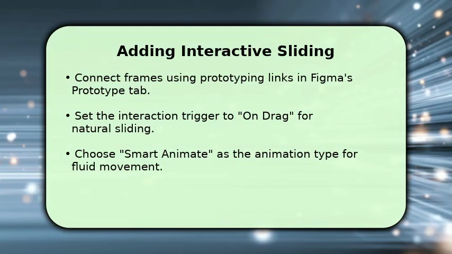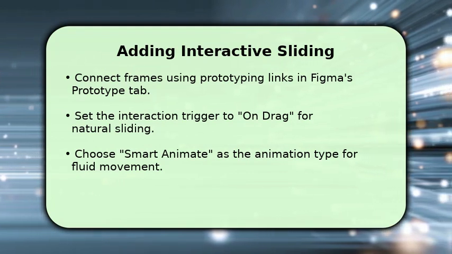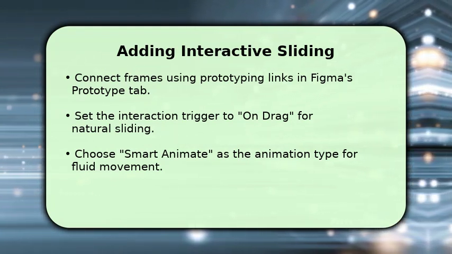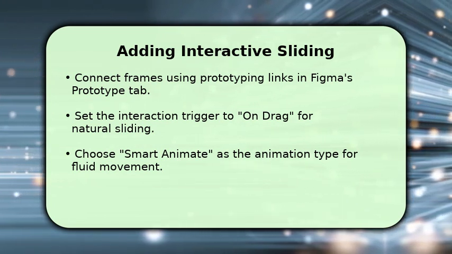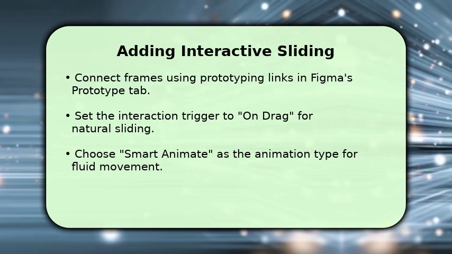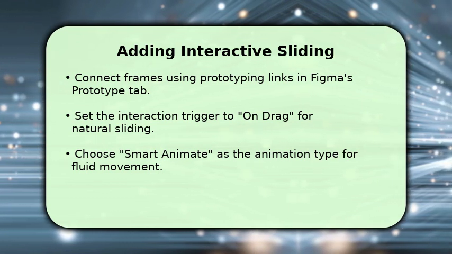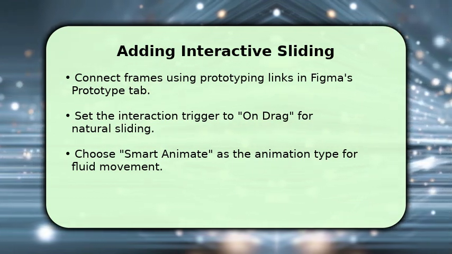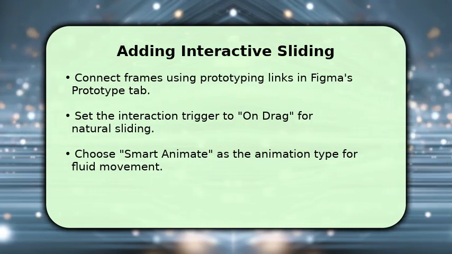Now, let's add the interactive sliding. Navigate to the Prototype tab and draw a connection from your first frame to the next. For the interaction details, select on drag as the trigger, allowing users to swipe. Crucially, choose Smart Animate for the animation type. This creates a beautiful, interpolated transition. You can set the animation duration to about 300 milliseconds for a quick yet smooth feel, enhancing the user experience.